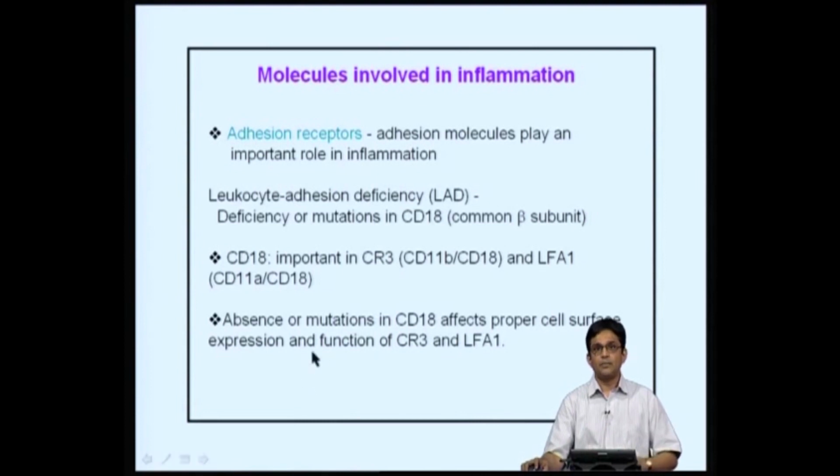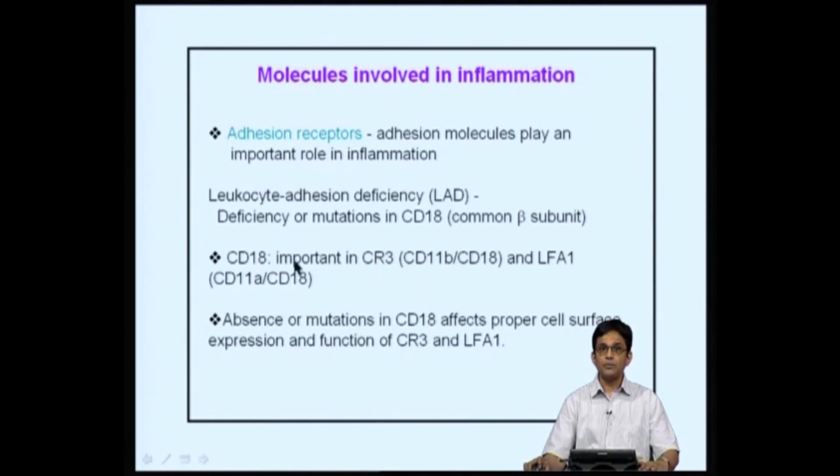Adhesion receptors and ligands play a very important role in this process. So one important disease is known as leukocyte adhesion deficiency, and this results due to mutations in CD18, and CD18 is a common beta subunit. Now, this beta subunit is associated with different types of receptors. For example, CD18 is important in CR3, which is the complement receptor 3. Here CD18 is associating with CD11b.